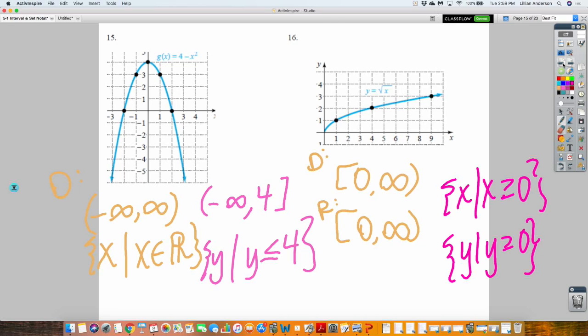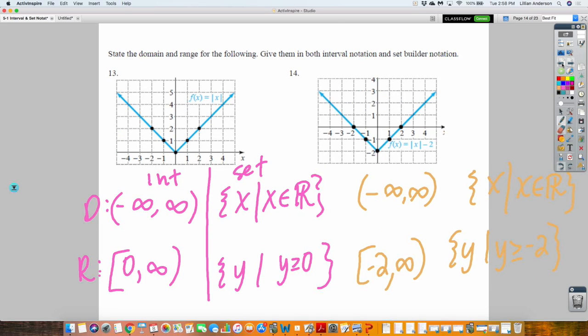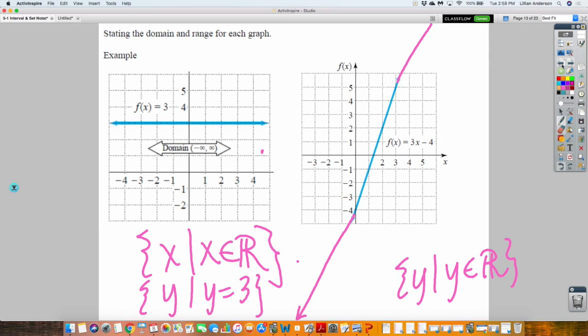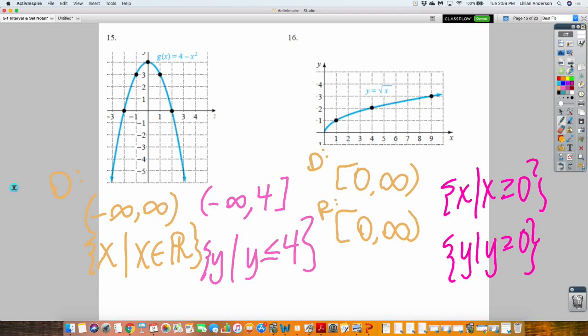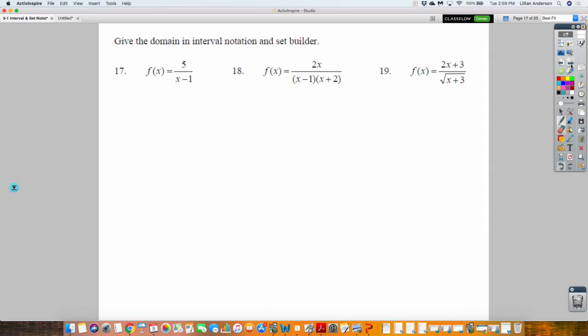I can show you a few examples of that. This one, it was a quadratic. What was the domain of it? All real numbers. This one, it's absolute value. No fraction, no radical. What was the domain? All real numbers. This was a line. No fractions, no radicals. The domain was what? All real numbers. So unless there is a fraction with a variable in the denominator, or radical, it is always all real numbers.